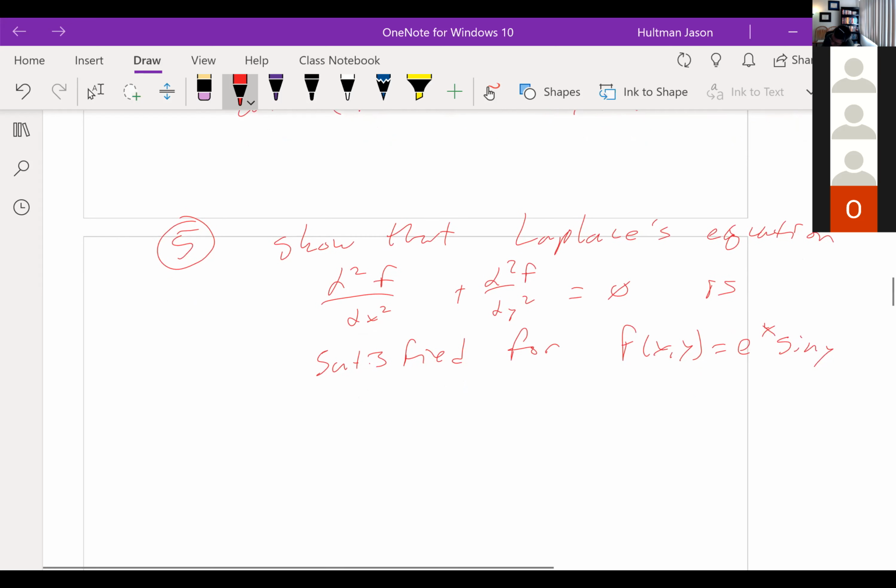Okay. So we want to say, well, what's the second partial derivative with respect to x? So that's f sub xx. So the first thing I need to do is find out, well, what's f sub x first? Okay, so take the derivative with respect to x. That's just going to be the same thing. That's e to the x sine y. Okay, take the derivative with respect to y. Well, this becomes e to the x cosine y, right?